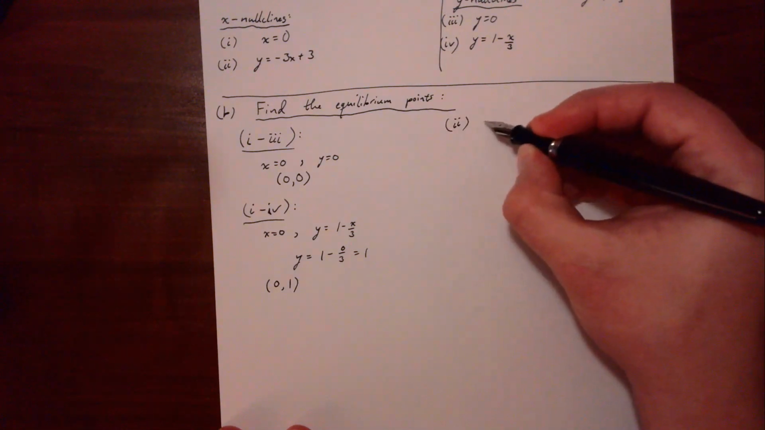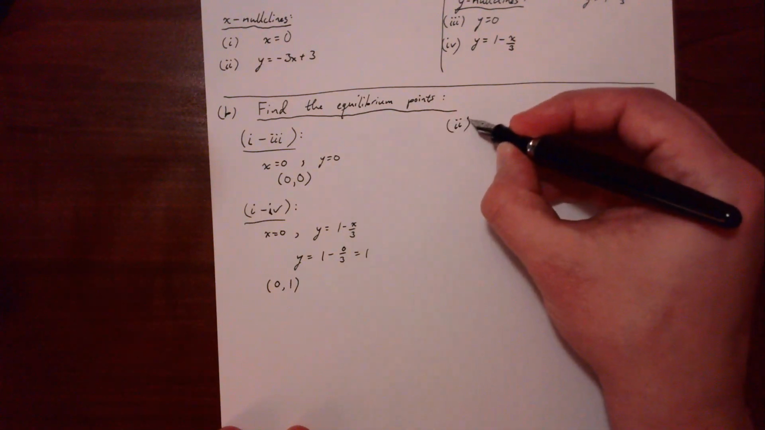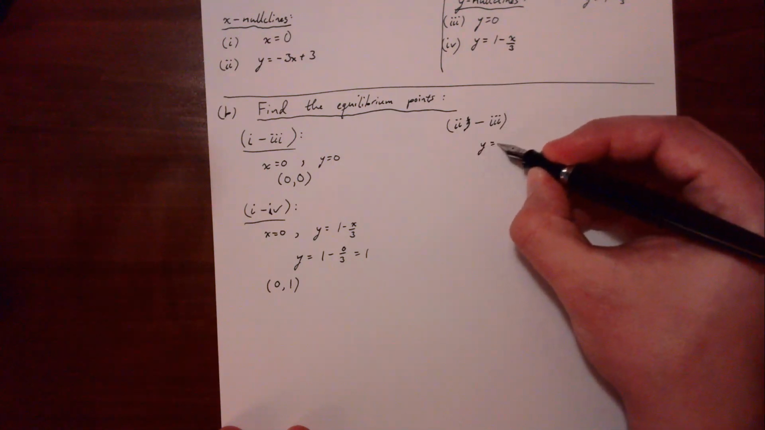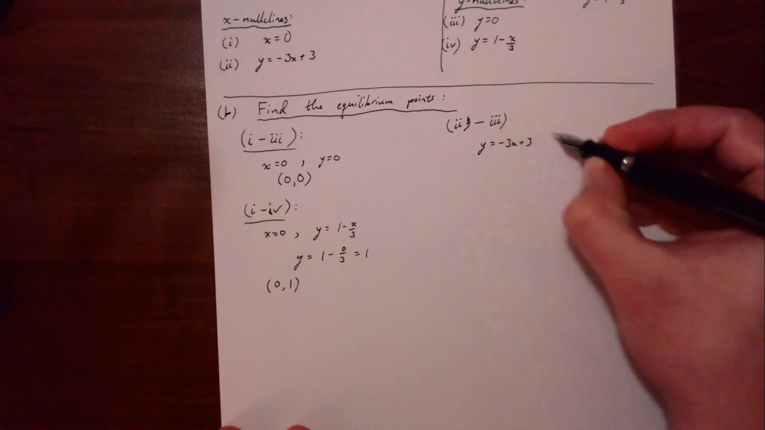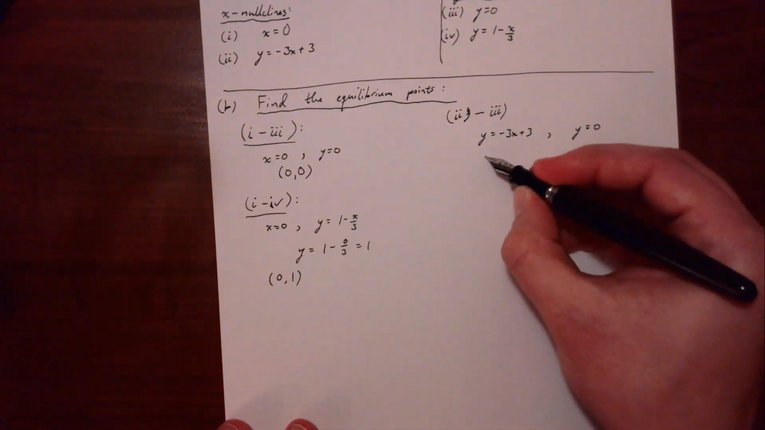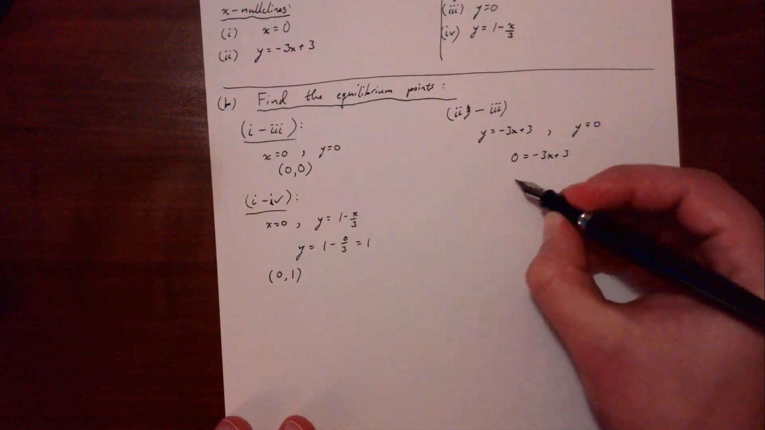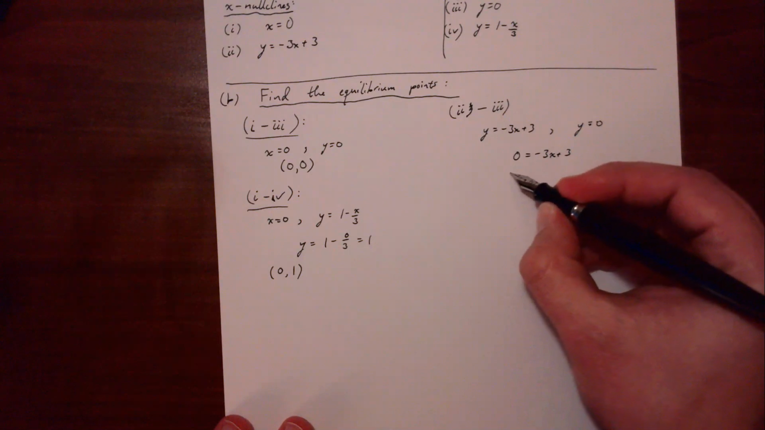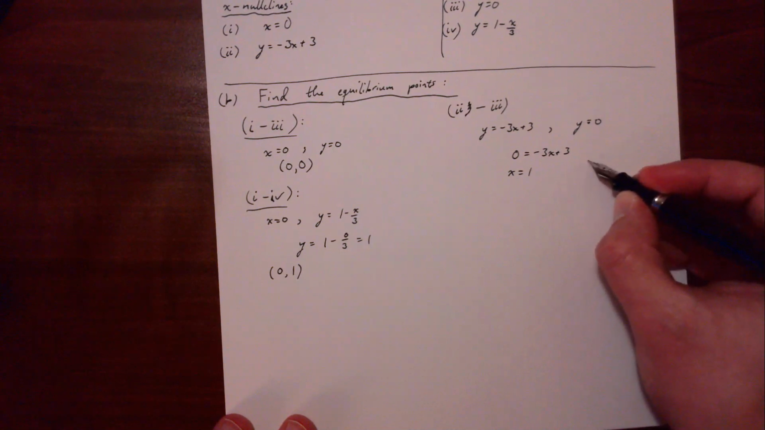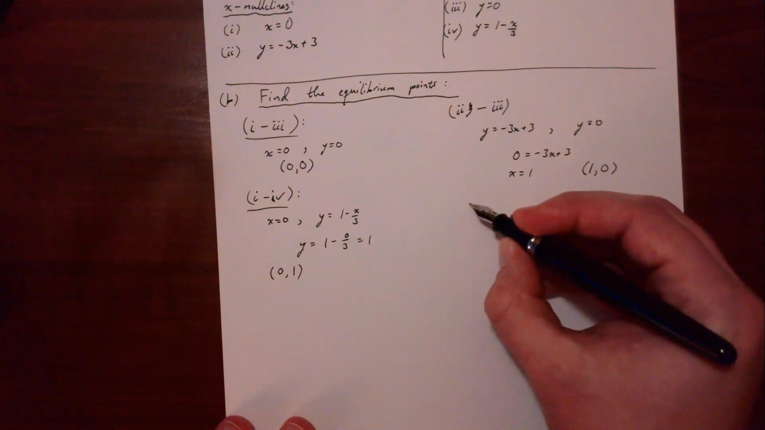Now we'll match up x Nocline number 2 with Nocline 3. So that gives us y equals negative 3x plus 3 and y equals 0. So then that means that 0 equals negative 3x plus 3, which means then that x equals 1. And so this gives us the point of 1 comma 0.